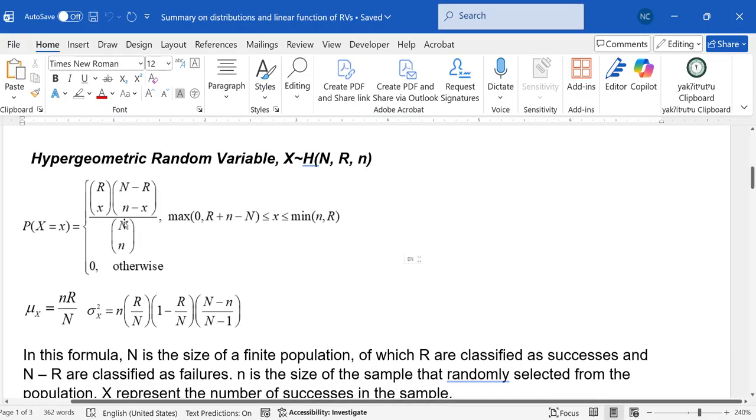Hypergeometric: you know the formula, but I don't expect you to manually calculate because that's too large. You know it's different from binomial, and you know the range of x, and also the average. The formula for the standard deviation is complicated, so we are not going to test on that.